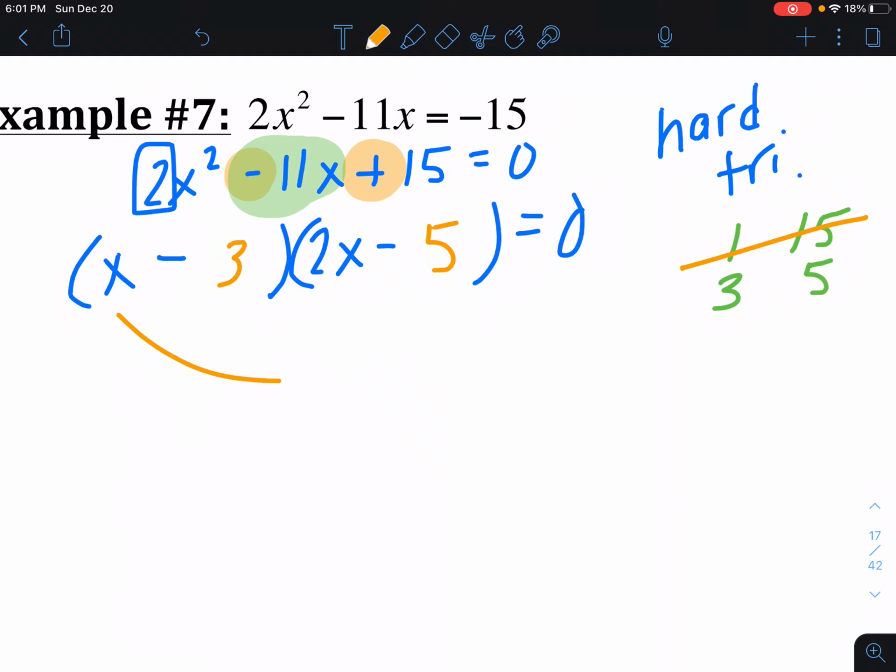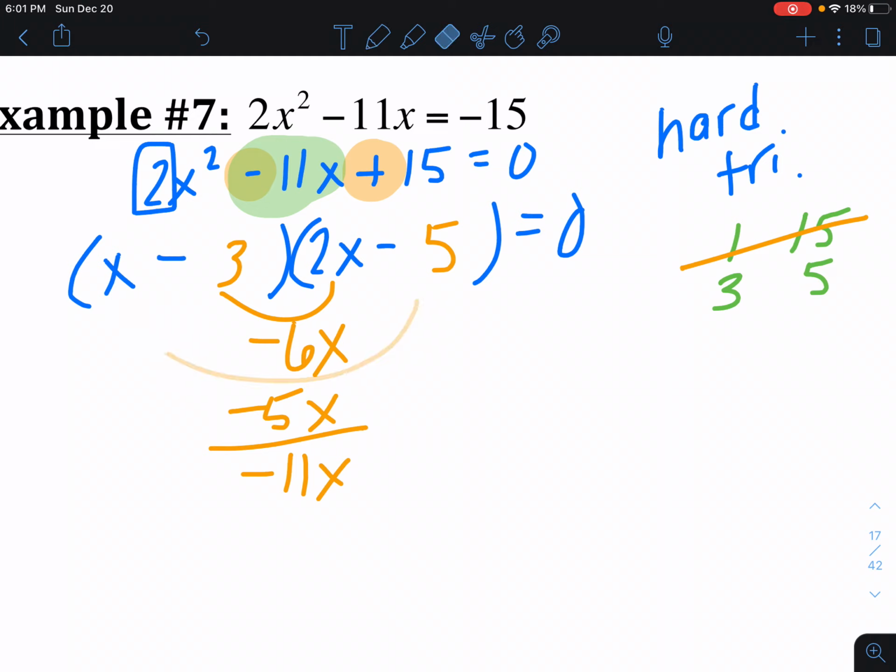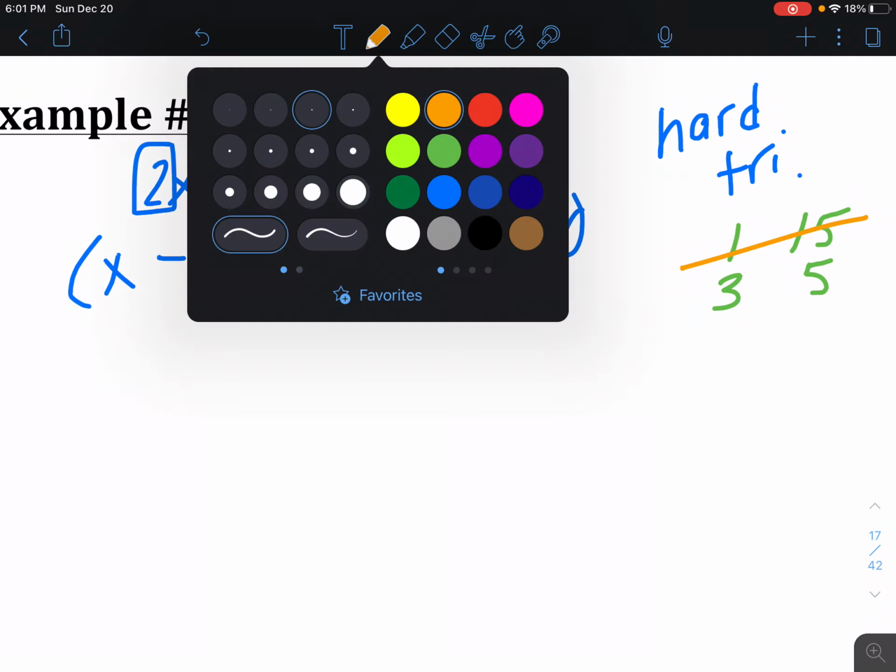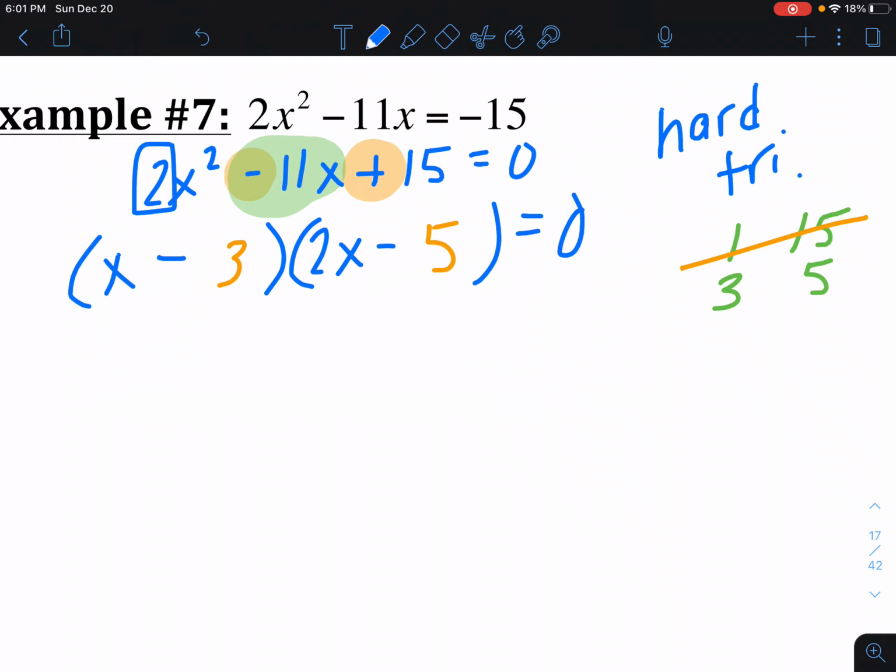Let's do the O and I. So multiply, add them. There's my pair. After I multiply O and I and add, that gets my b term, negative 11, so I'm good there. So I have factored, so now let's go to step 3.